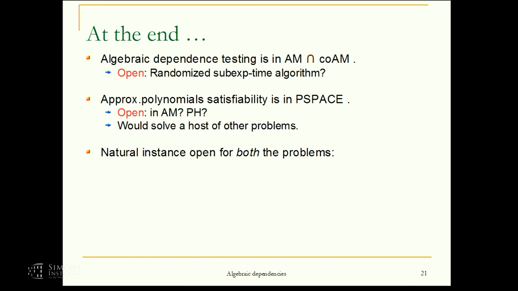So one natural instance which is open for both the problems is to look at a set of quadratic polynomials mod 2. We don't know AD, neither do we know APS for this. Okay, thanks.